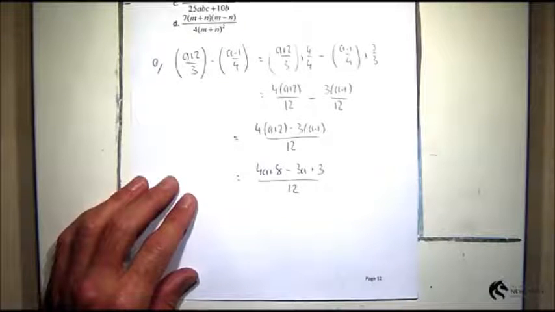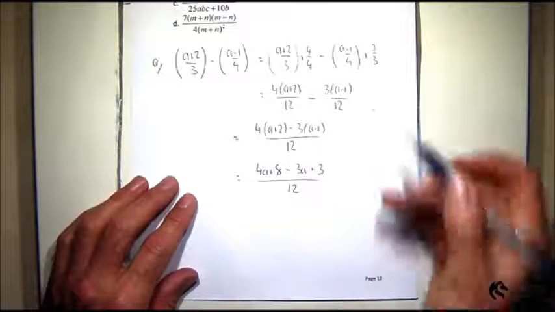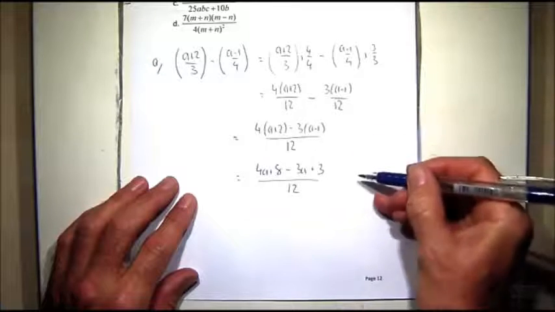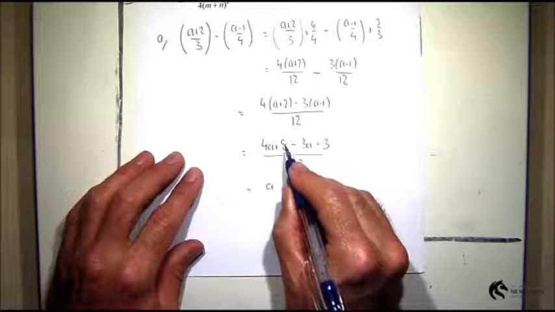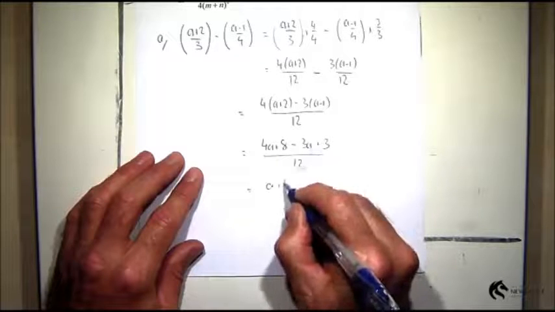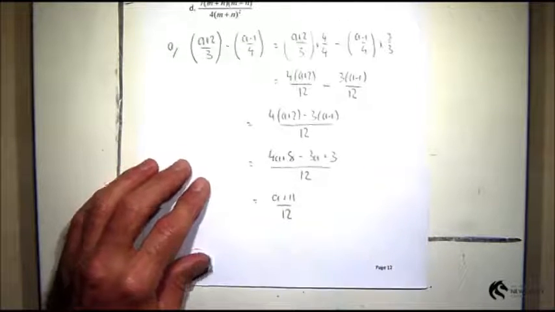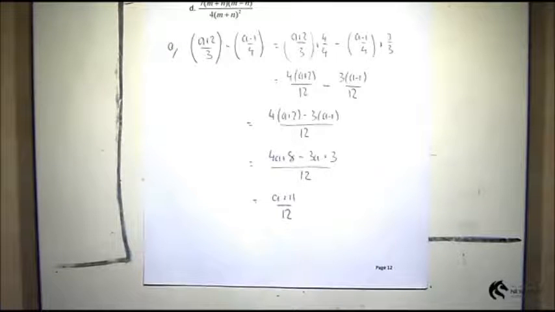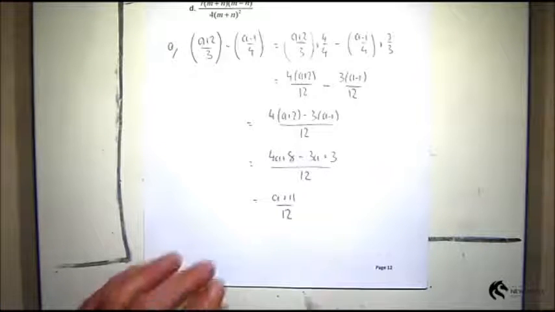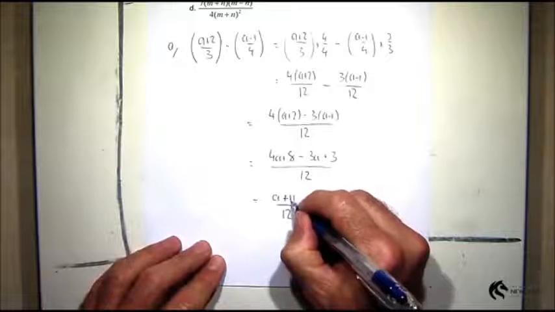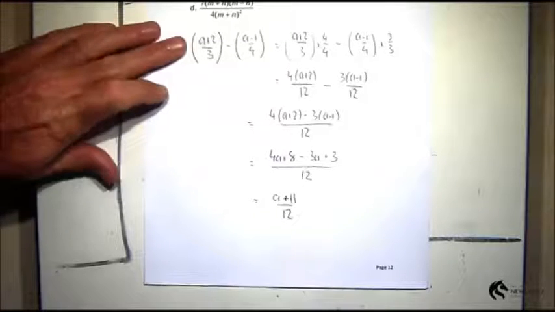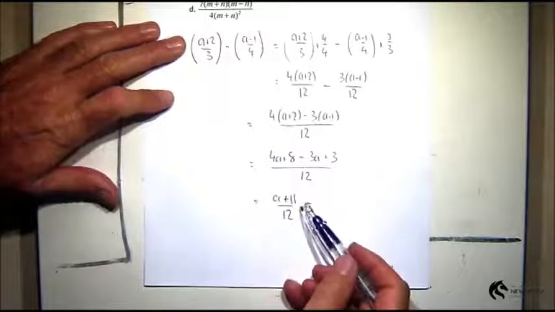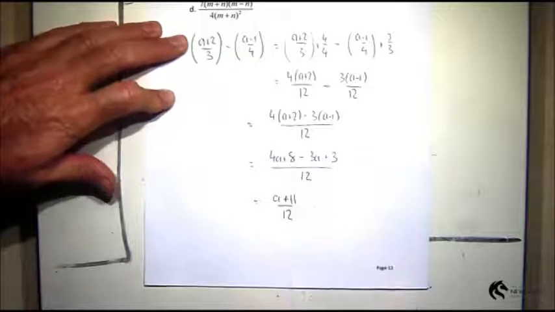Now I'm going to collect my like terms. So here I've expanded the brackets. Here I'm going to collect like terms. I've got 4A minus 3A is A. 8 plus 3 is 11 on 12. That I can't simplify any further, and so I'd say that's as far as I can go. So that algebraic expression and that algebraic expression are the same. Yeah?